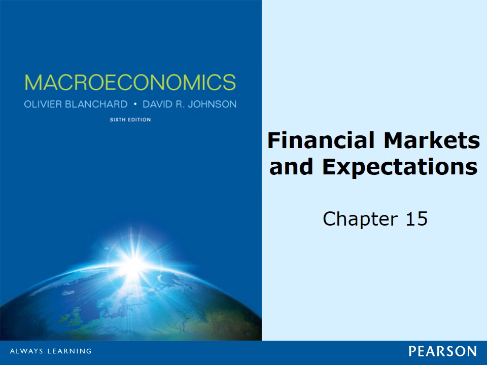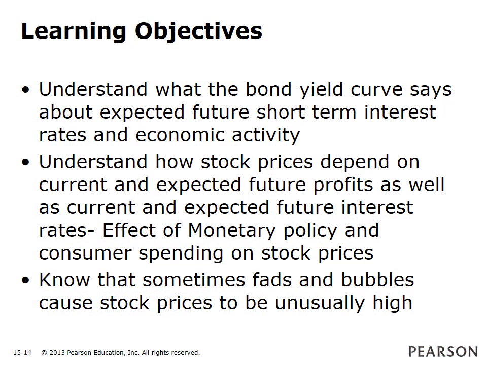Chapter 15, Financial Markets and Expectations. Learning objectives. Understand what the bond yield curve says about expected future short-term interest rates and economic activity. Understand how stock prices depend on current and expected future profits, as well as current and expected future interest rates. Effect of monetary policy and consumer spending on stock prices. Know that sometimes fads and bubbles cause stock prices to be unusually high.